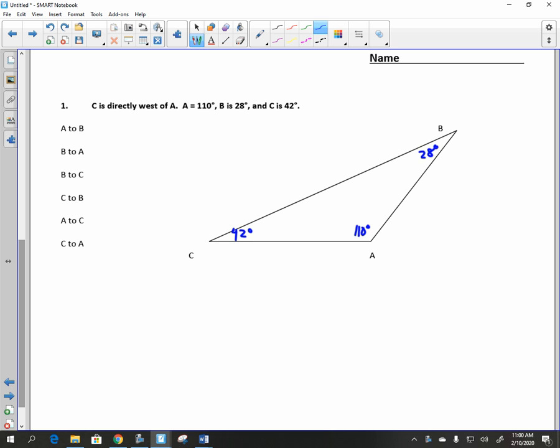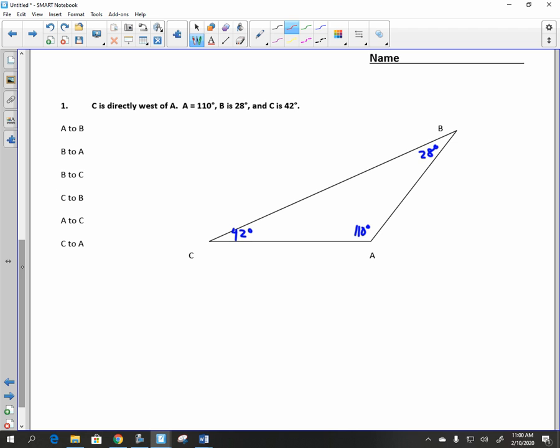And it says something very important. It says that C is directly west of A. So if you're standing at A, be straight west to get to C. Okay? And in fact, I'm going to locate myself at C.